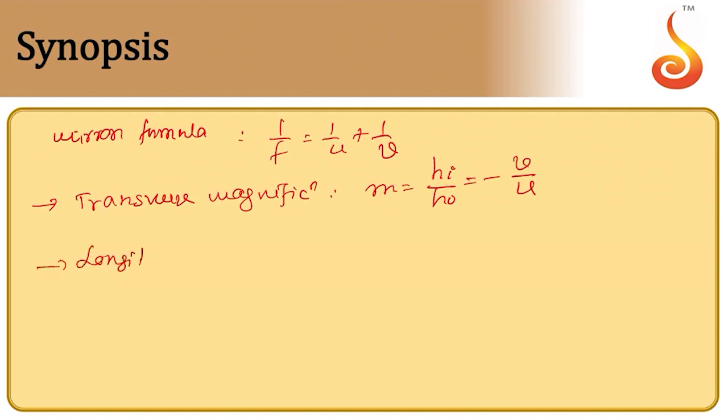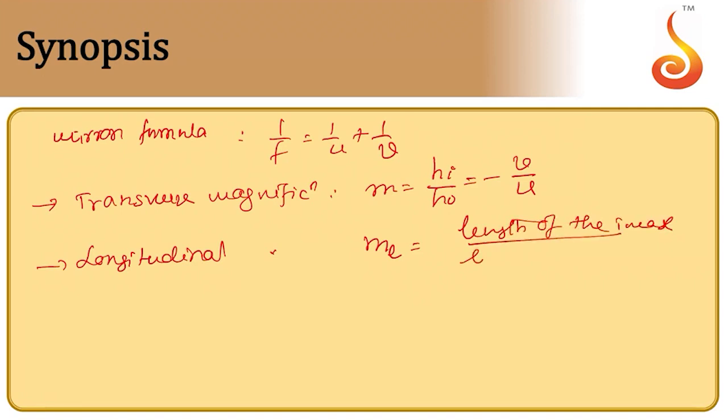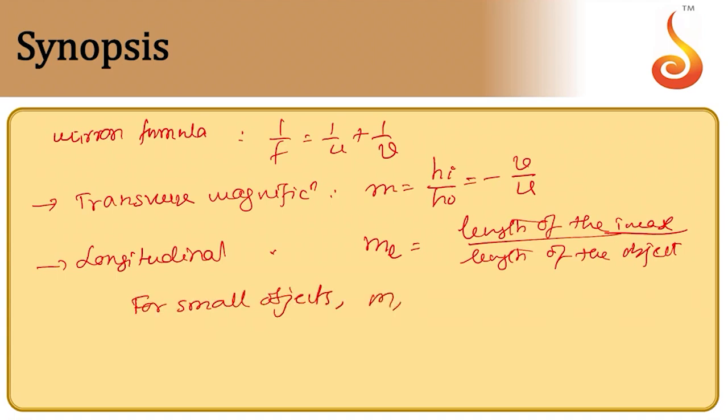And the longitudinal magnification, which we can call ML, is the length of the image divided by the length of the object. And for small objects, ML is equal to minus M square, where M is the transverse magnification.